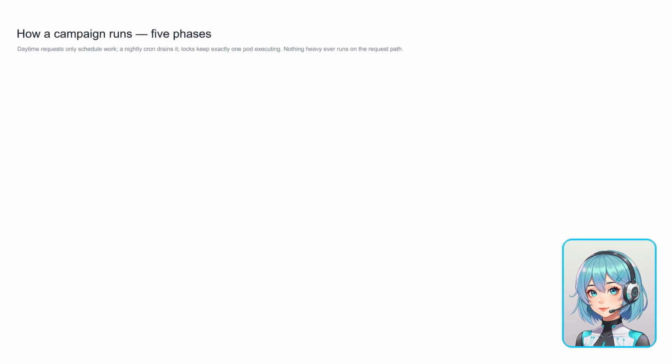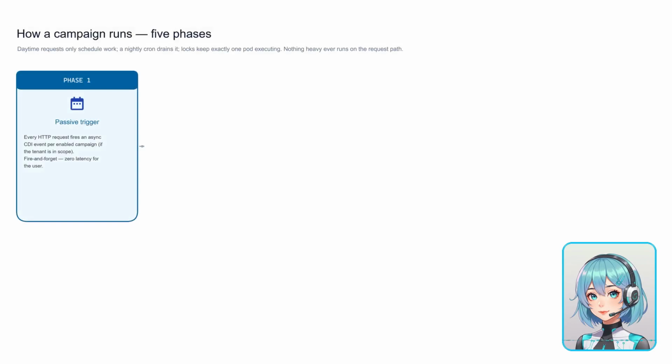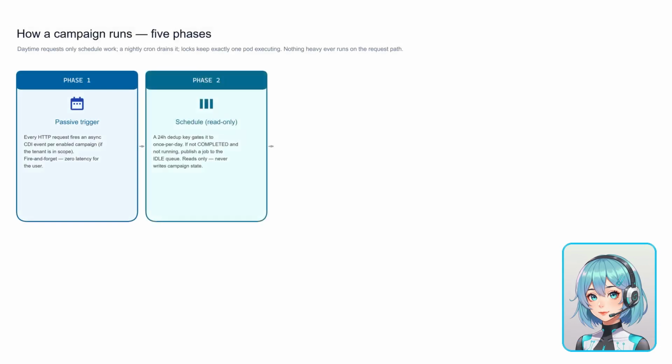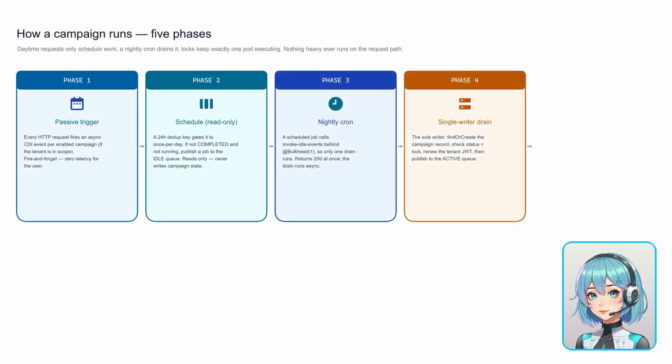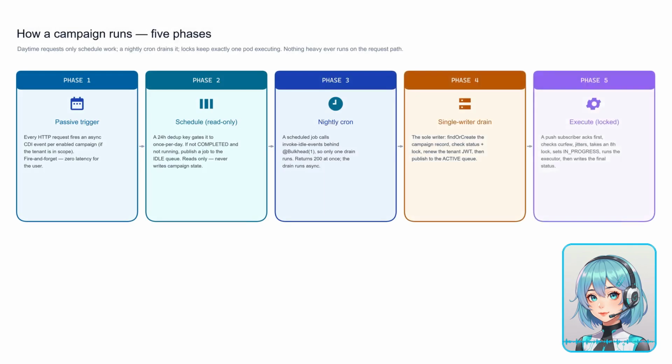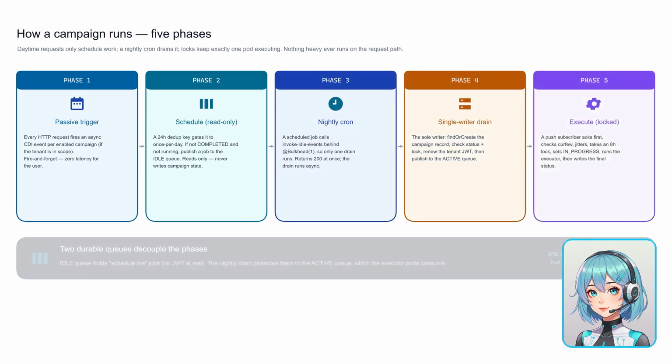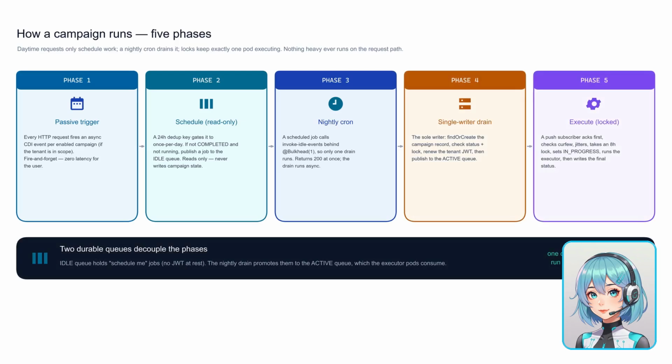Here's how a campaign actually runs. 5 phases building up left to right. A passive daytime trigger, an async schedule, a nightly cron, a single writer drain, and finally the locked execution. 2 durable queues decouple them.